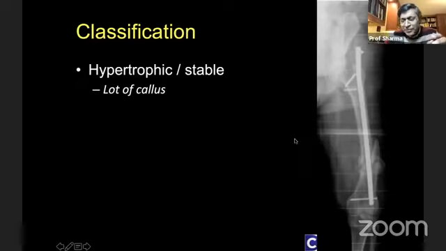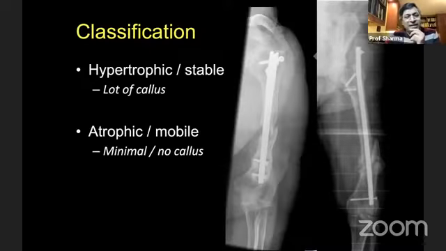One is what we used to call hypertrophic, which, as Elizarov described, is stable, and atrophic, which Elizarov described as mobile, when there's very little callus.